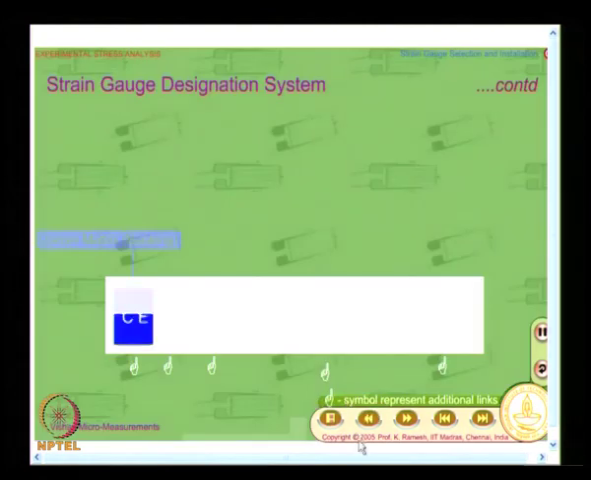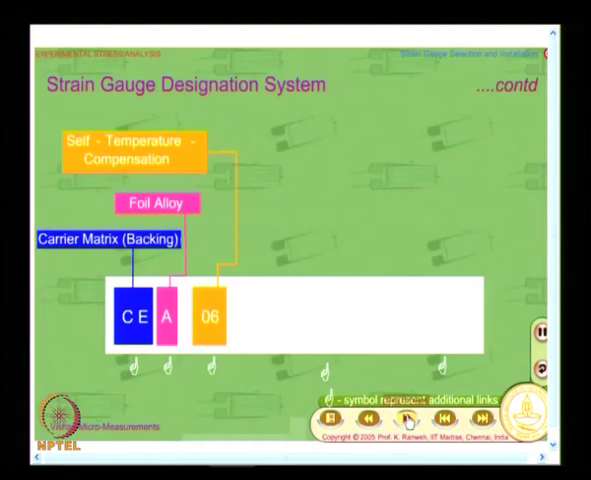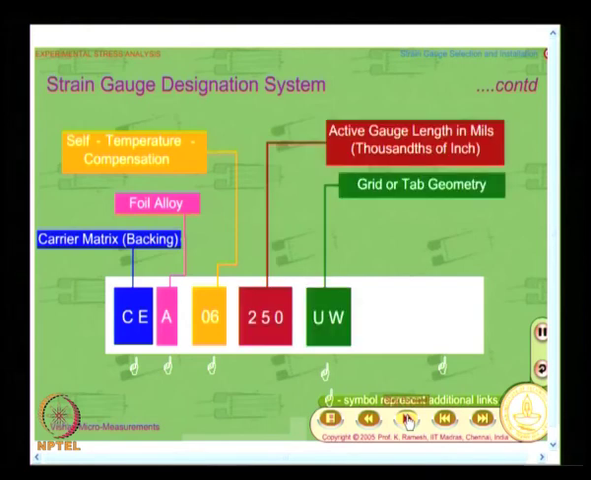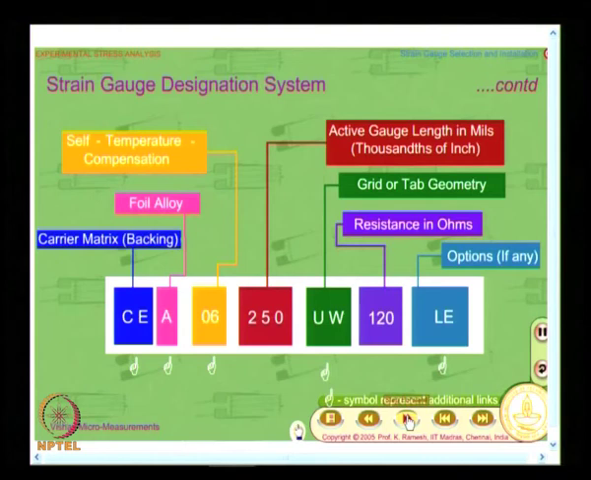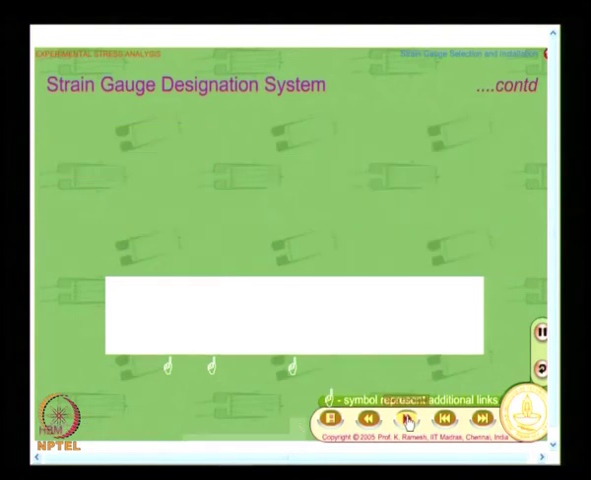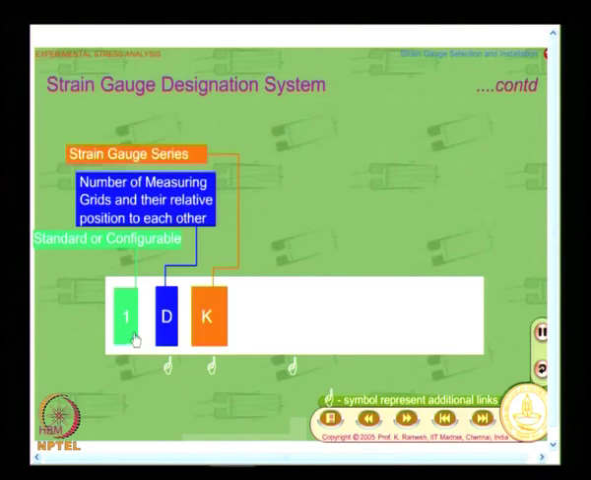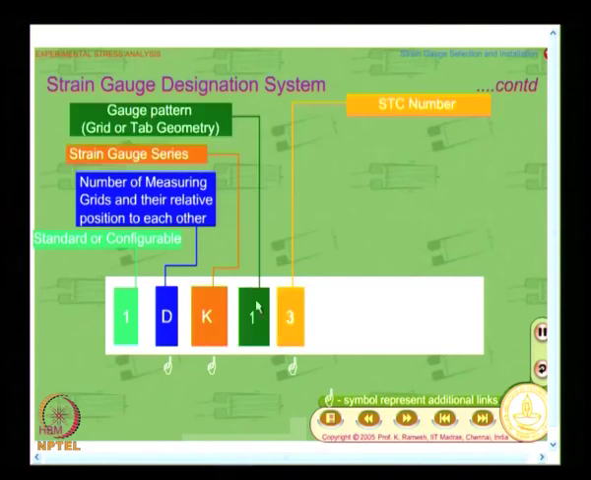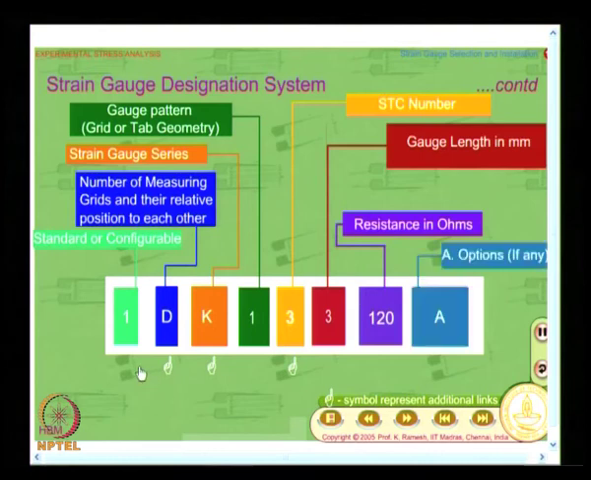So, that is what we have looked at. And now, what we will do is, we will go and see the designation system adopted by HPM, and I have tried to use the same color code for similar parameters. Obviously, the order is different here. He has first code as standard or configurable, and the second one is number of measuring grids and the relative positions to each other. Then he classifies this as strain gauge series.